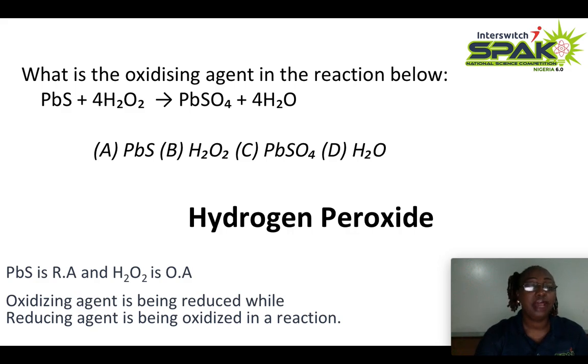If you look at this reaction properly, you realize that lead-2 sulfide is the reducing agent, while hydrogen peroxide is the oxidizing agent. Hydrogen peroxide is the one giving oxygen to lead-2 sulfide to become lead sulfate, while hydrogen peroxide is reduced. So oxidizing agent is being reduced, while reducing agents are being oxidized in reactions.